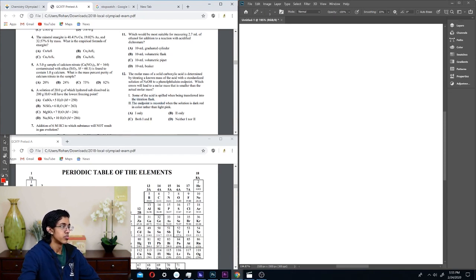So spilling the acid would make you get a higher molar mass, because it would be so easy to titrate, which means you would expect fewer moles of acid, which means a higher molar mass. So 1 is not right. And then if the endpoint is overshot, that means you added so much extra than you needed to, and that means you thought it was a lot harder to neutralize, which means you thought there were more moles of acid, which means you thought there was a lower molar mass. So that's why it's going to be only 2.